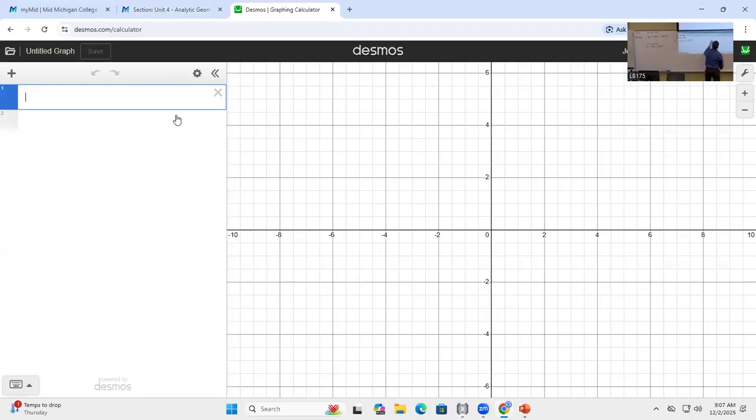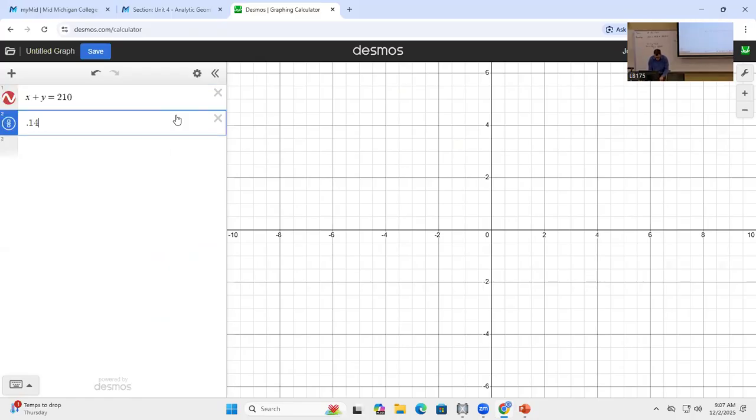In Desmos, x plus y equals 210 is my first equation. Second equation is 0.14x plus 0.45y is equal to 0.22 times 210. By the way, if you'd rather multiply that out, 0.22 times 210 is 46.2. So if you'd rather write 46.2 there, you can do that as well.